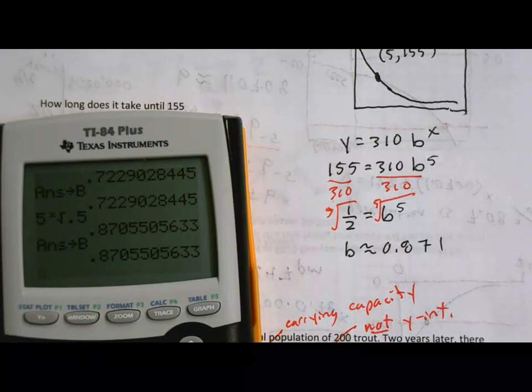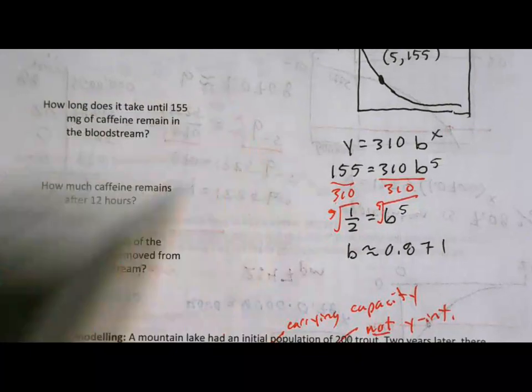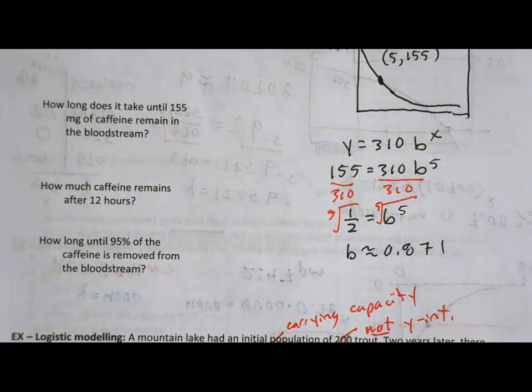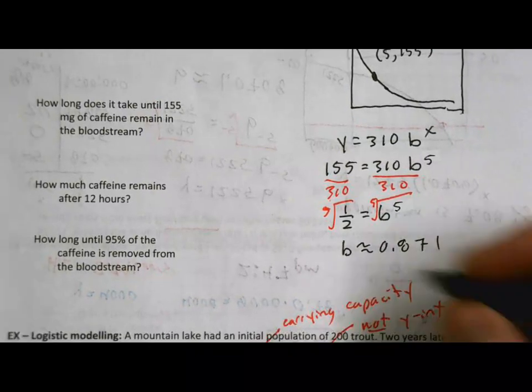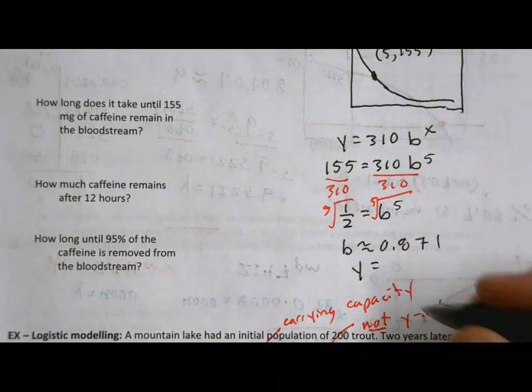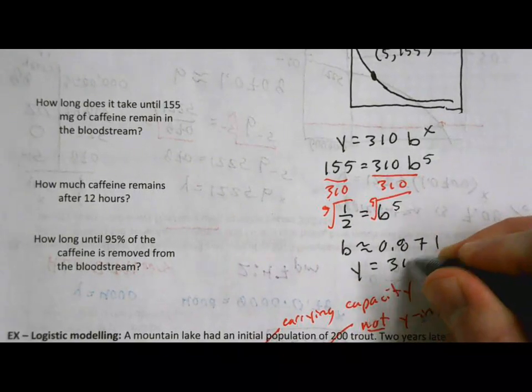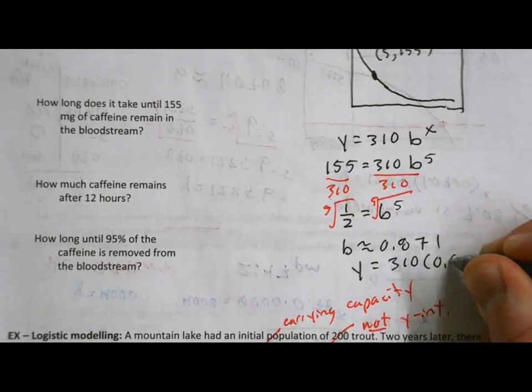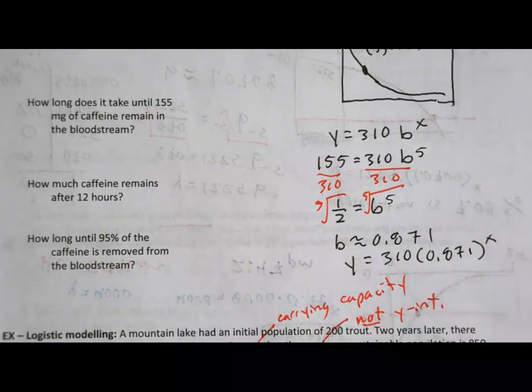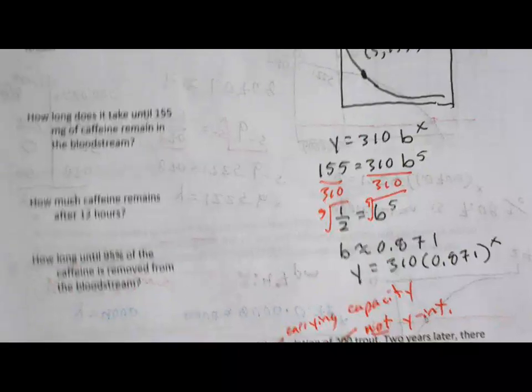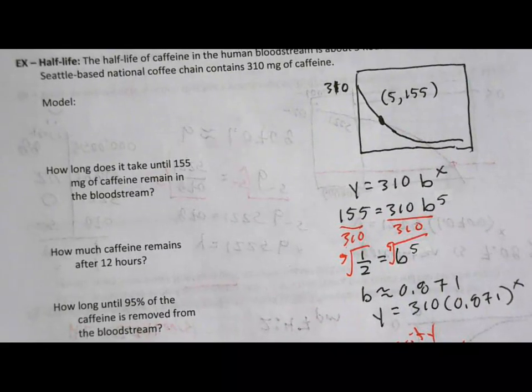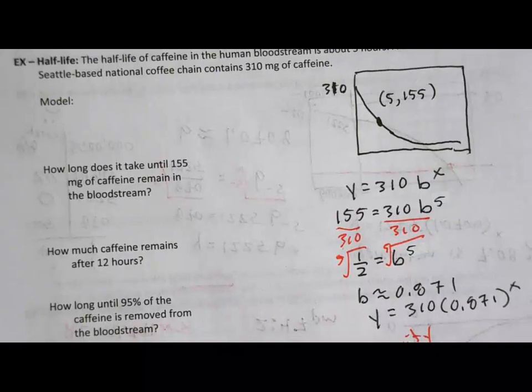All right, cool. Now we should be able to answer all these questions because we got a nice model. Go ahead and write it down since I got a little space here. So y equals 310 times about 0.871 to the x power. And we can graph it and then use our calculator to answer the rest of it.